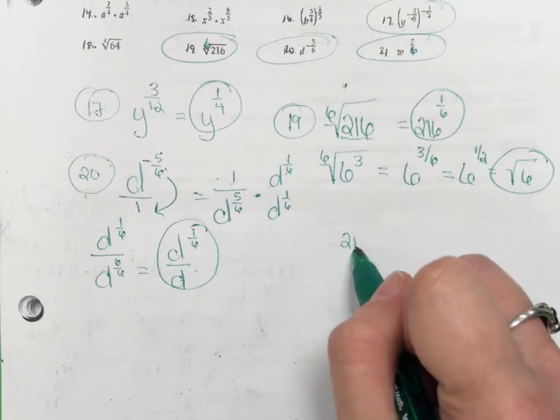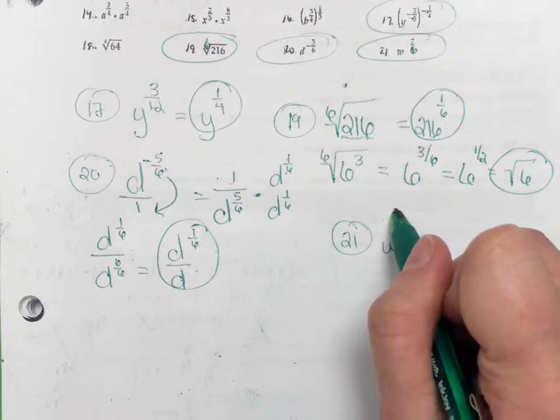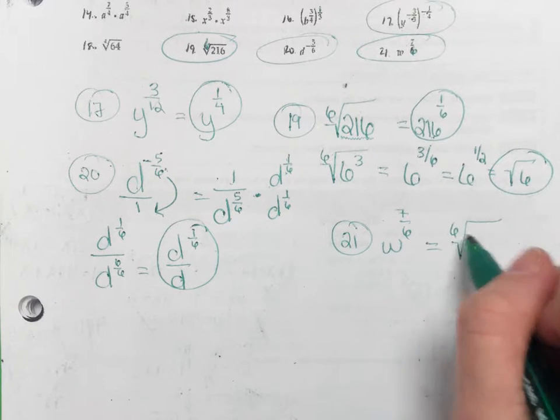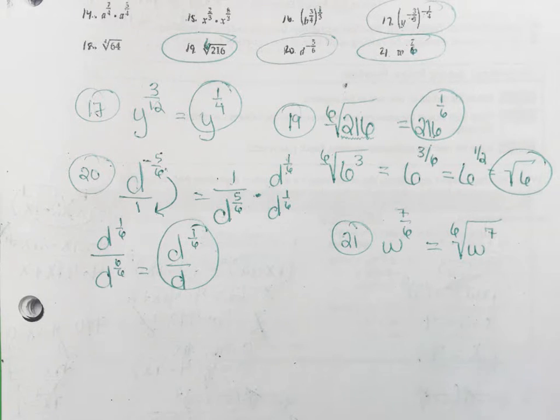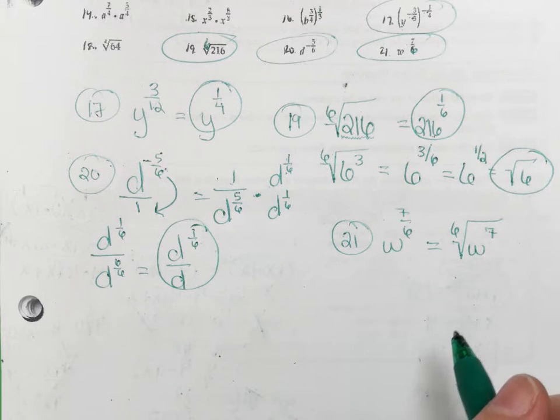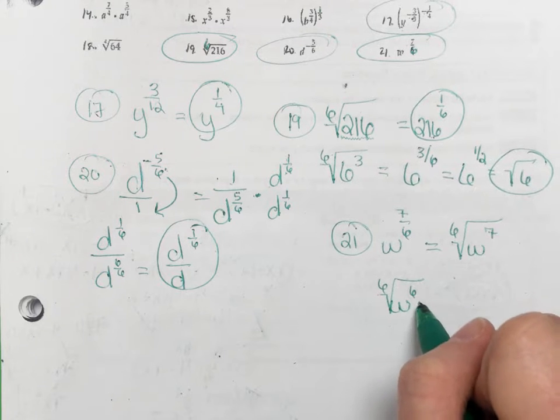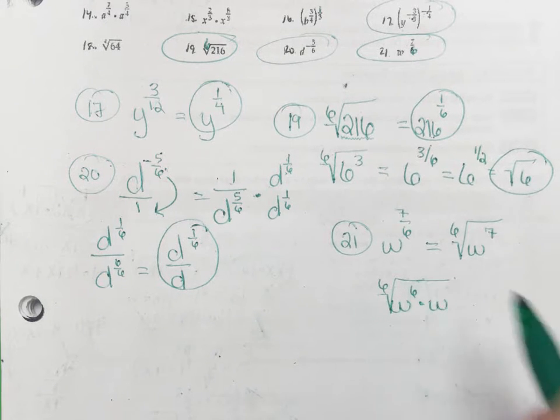All right, what about 21? 21 is w to the 7/6, and you could rewrite that as the 6th root of w to the 7, and that can be broken up because there are 6 w's, and then 1 more makes 7.